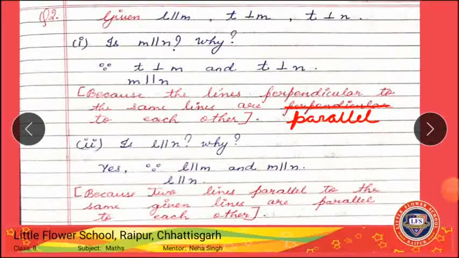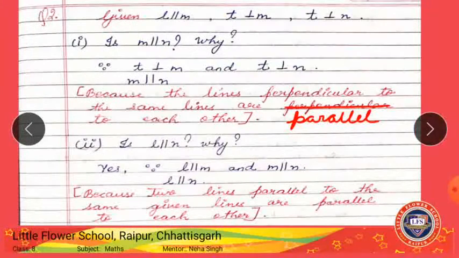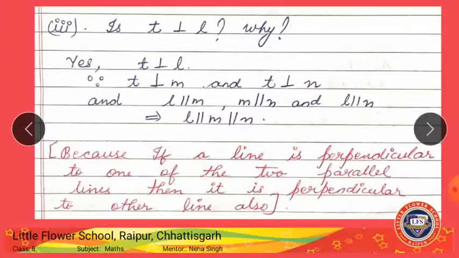So now the third part what you have to find is whether T is perpendicular to L. Again, when you are solving these geometry questions, you just need to solve through the notes only. There is no algebraic solution for this. Now T is perpendicular to L, you need to find.